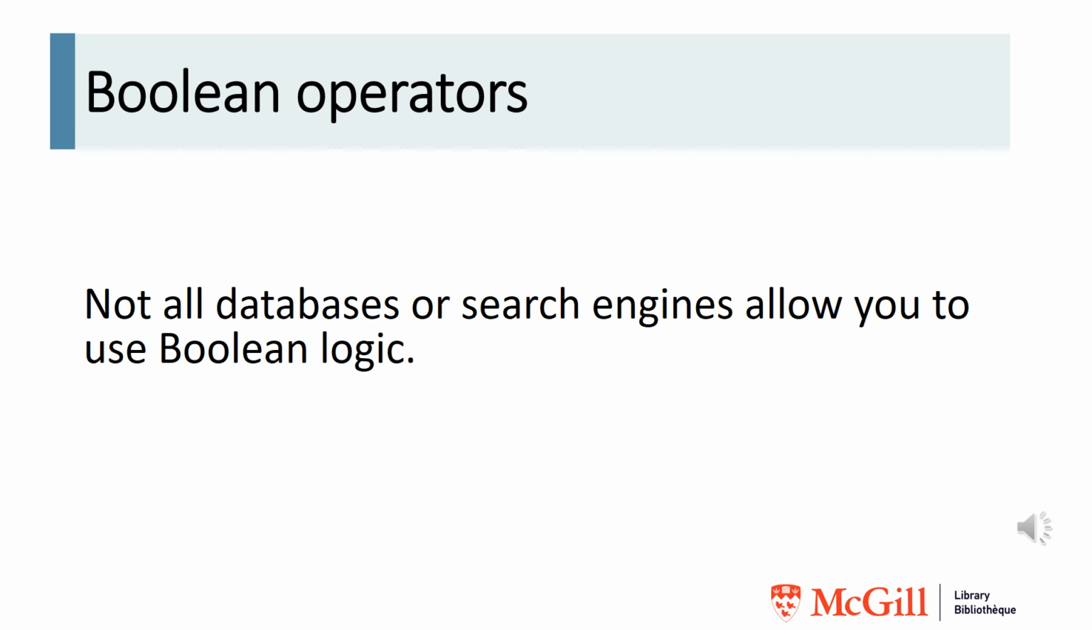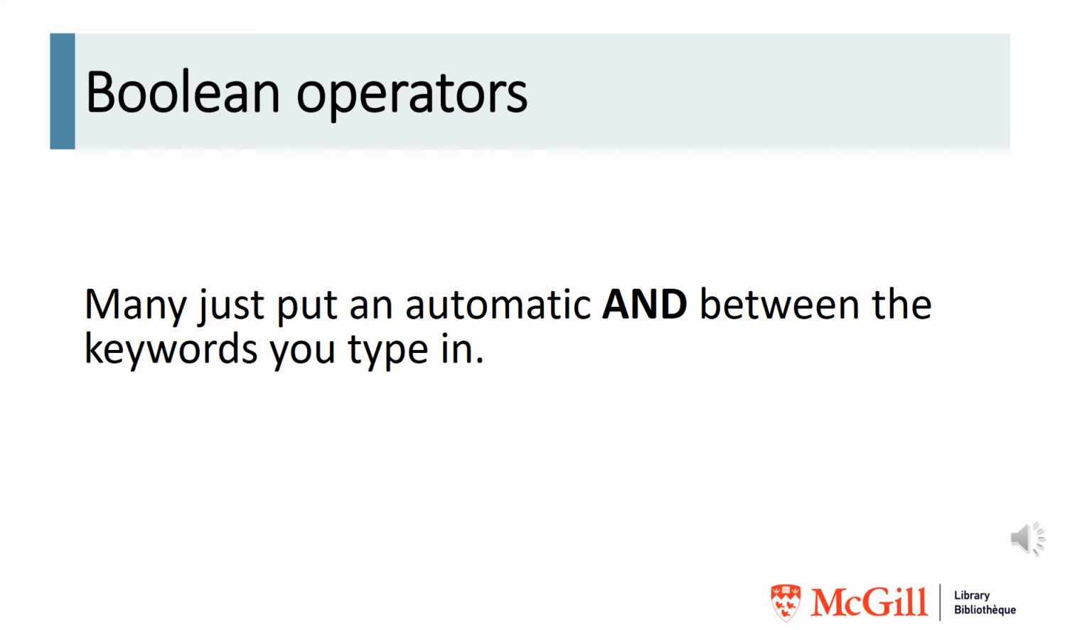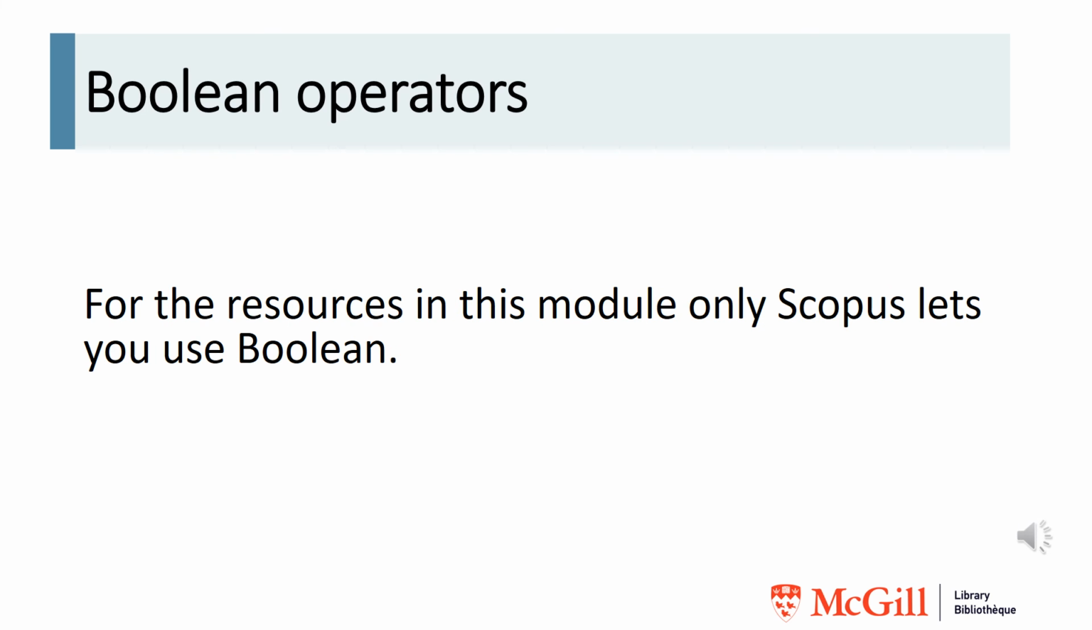Of course, not all databases or search engines allow you to use Boolean logic, but most of them are using it behind the scenes. Many just put an automatic "and" between the keywords you type in. For the resources in this module, only Scopus lets you use Boolean, although Google Scholar does use the automatic "and" behind the scenes.